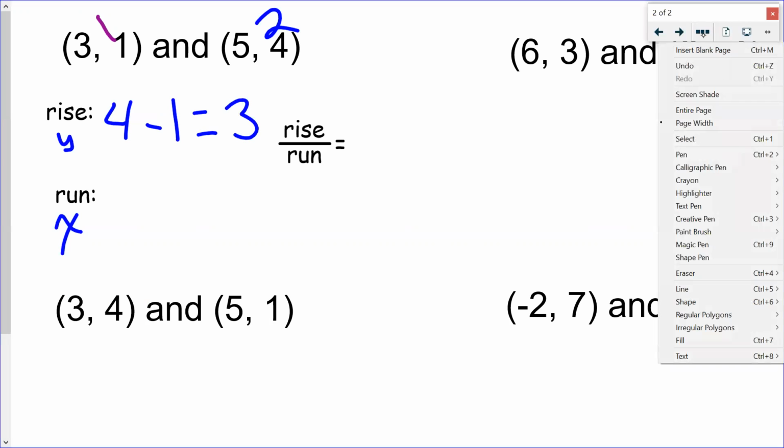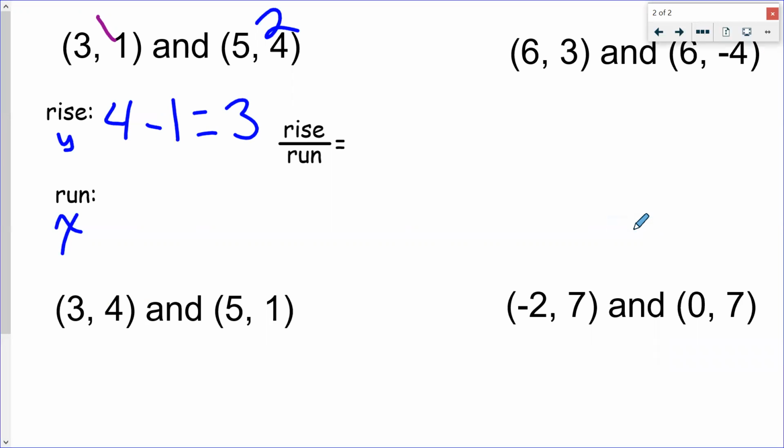And then our run is going to be the x2, which is 5, minus our x1, which is 3. 5 minus 3 is 2. So now we have our rise of 3, a run of 2. So we can say our rise over run, or our slope, is 3 over 2.